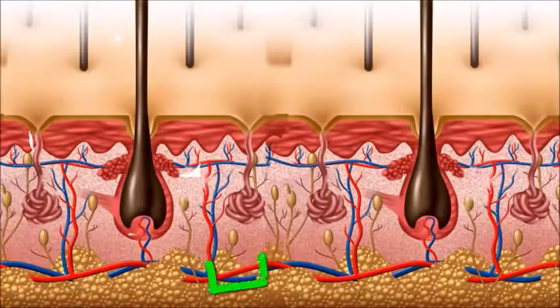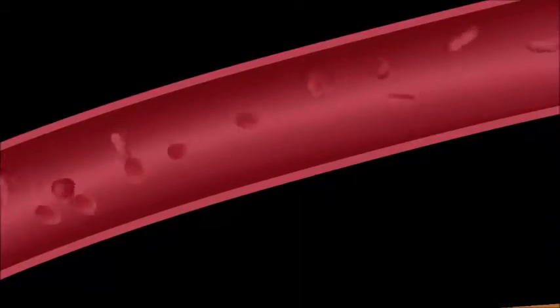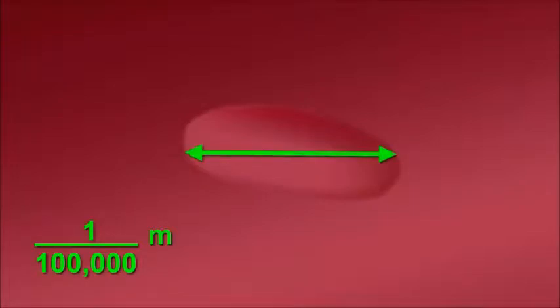If we look inside a blood vessel, we can see that the flowing blood contains red blood cells, and they're about 1/10 of the width of Lee's hair, or 1/100,000th of a metre wide, 10 to the minus 5. They're too small to see without a microscope.